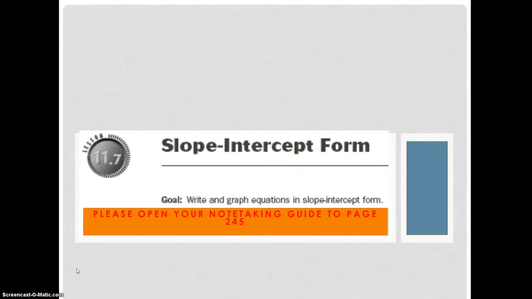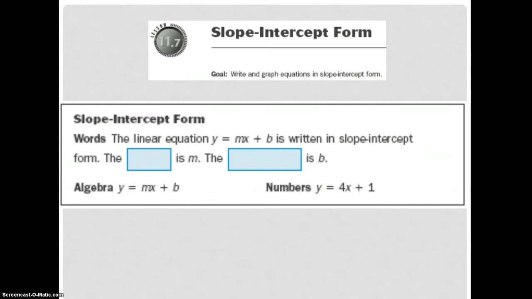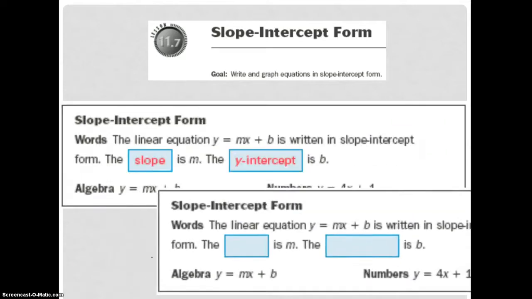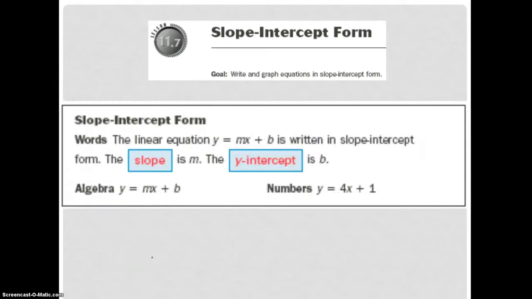Lesson 11.7, Slope-Intercept Form. Slope-intercept form is the linear equation y equals mx plus b. The m is the slope, the b is the y-intercept. You have already seen an equation similar to this, and that was function form. The only difference is now we call the a, the number next to x, the slope.